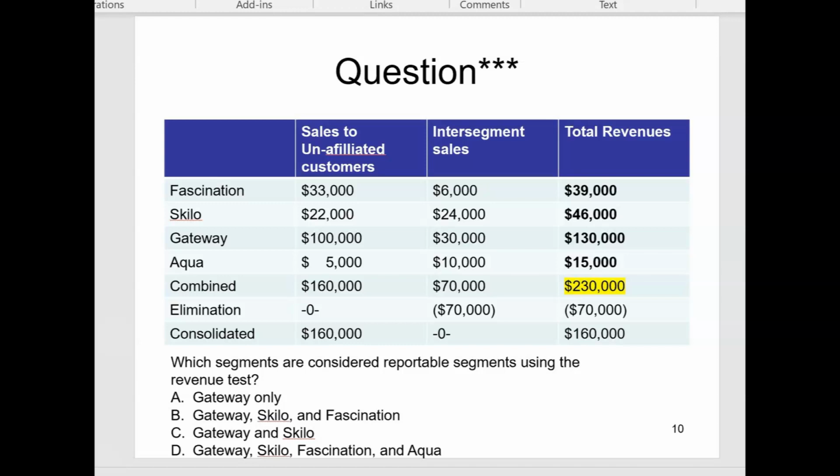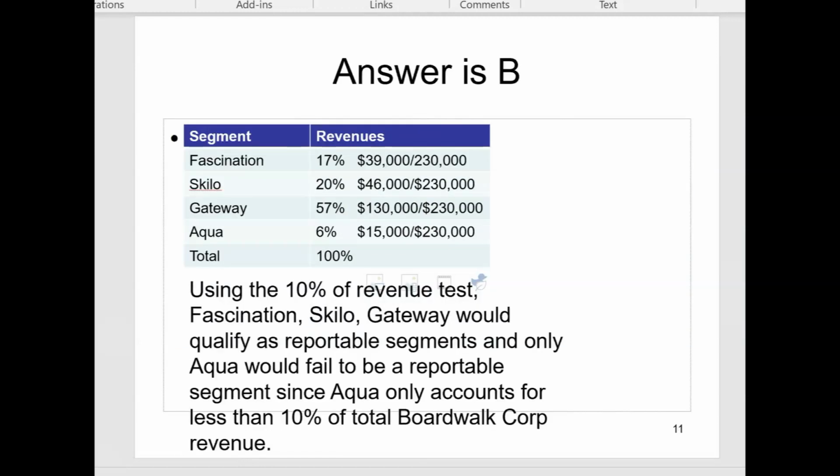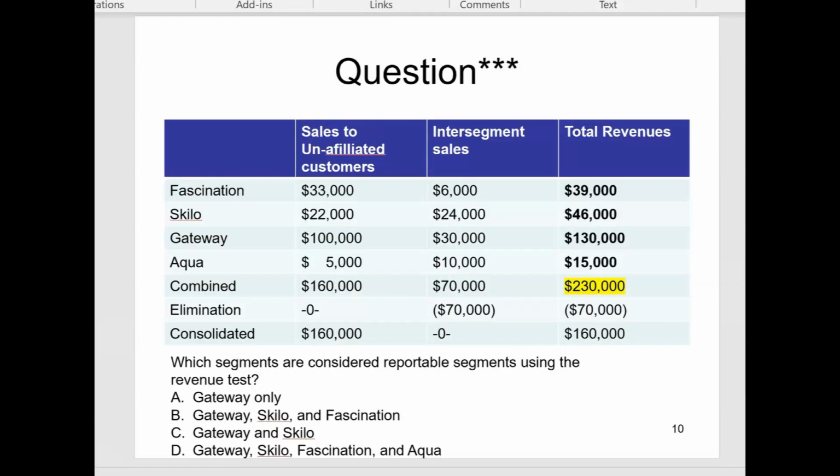Notice how we eliminated the $70,000 in the last line for consolidated revenues of $160. But for the 10% test, we're interested in combined revenues. And that's what makes this a very good testable question. Because half the candidates would probably figure, all right, I'm not going to use the combined $230,000 because I know to eliminate intercompany transactions with related parties, right? Yeah, but not for segment reporting.